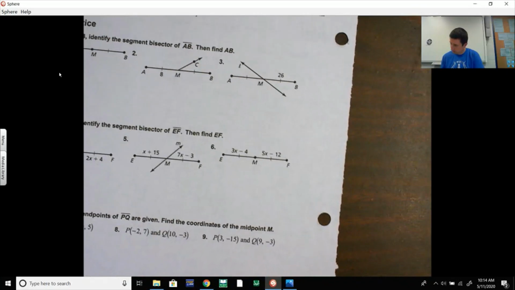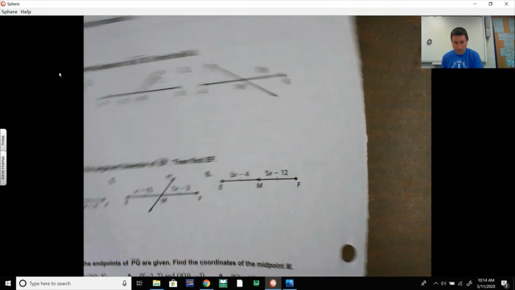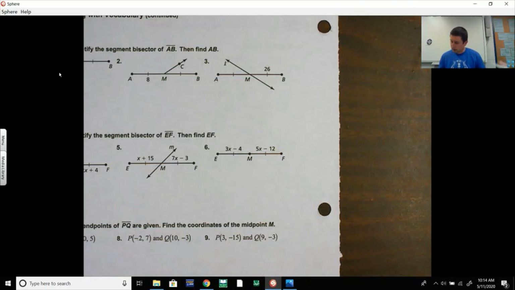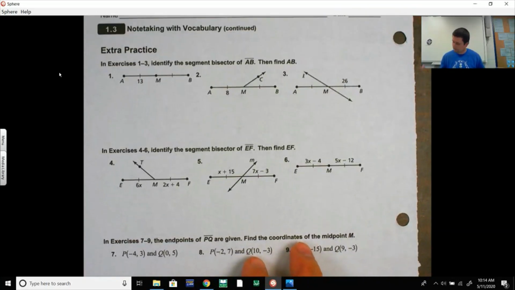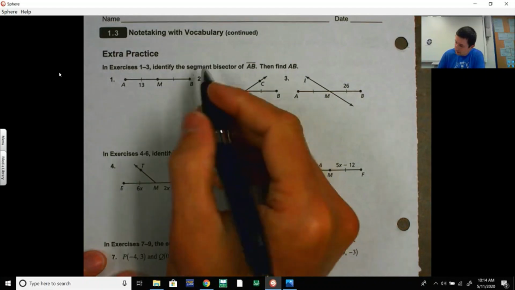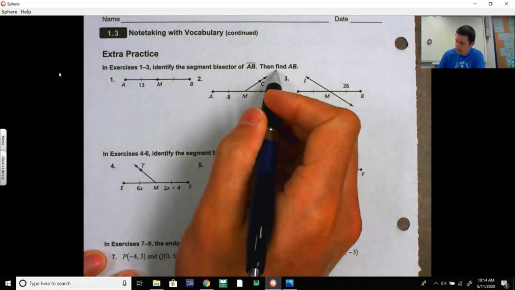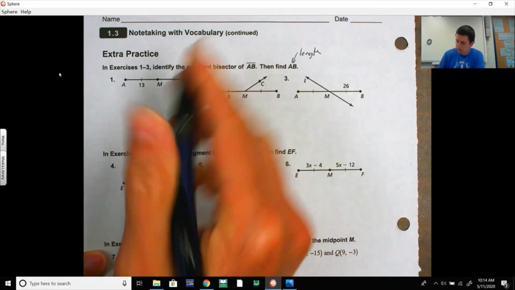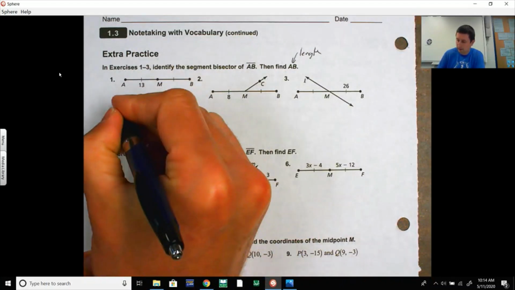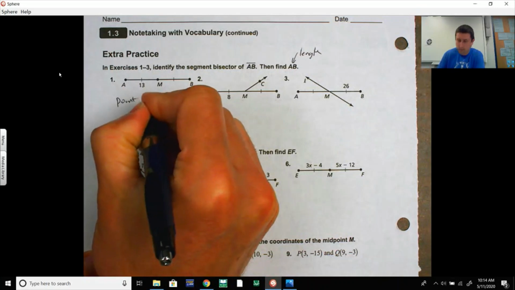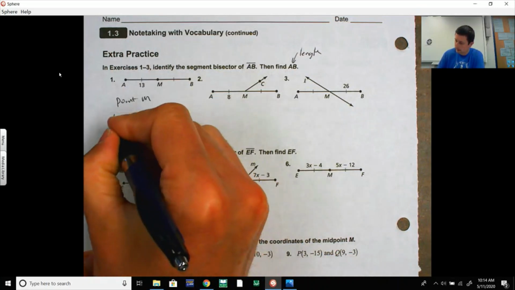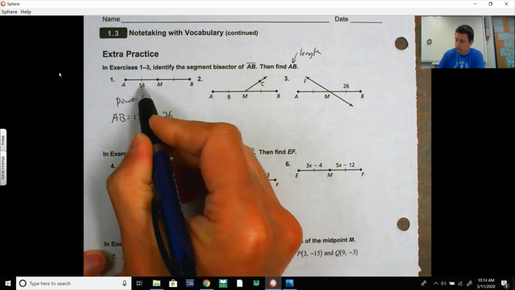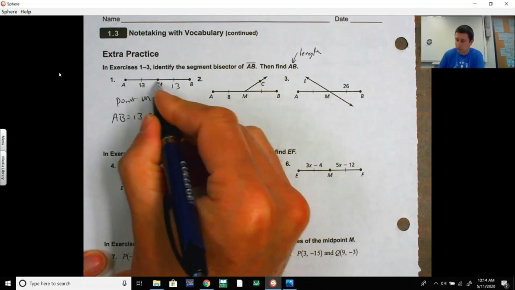That's just midpoint. Maybe we should do another one of those at some point. All right, so identify the segment bisector of AB, then find the length of AB. So here, the segment bisector is point M. It's a point in this case. AB would equal 13 times 2, which is 26, because if that's 13, that's 13. If that's the middle, those two are going to be equal.